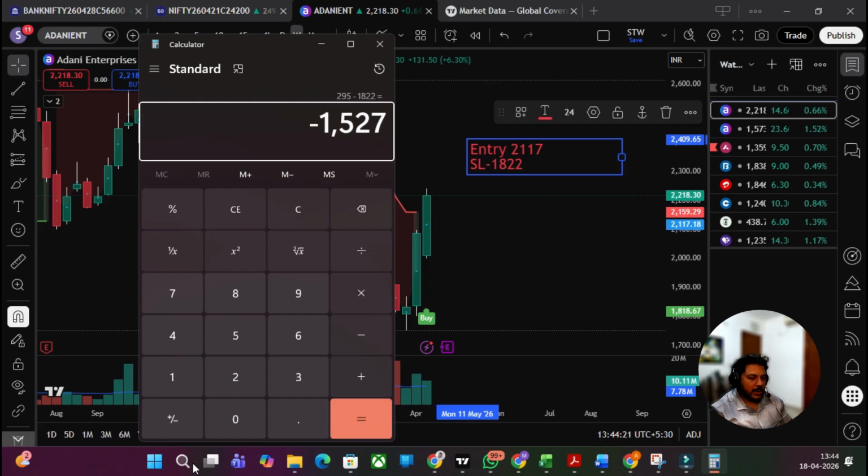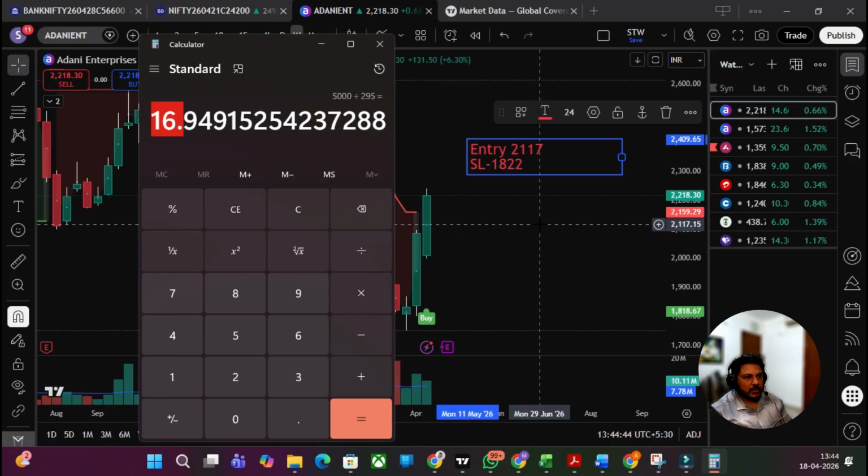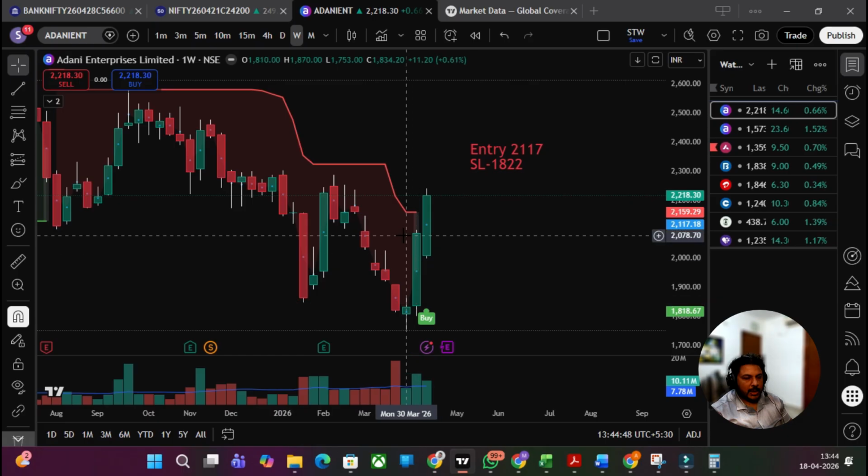So say my appetite for the risk, I have a capital of say 2 lakh rupees. I can risk about 5000 rupees per trade. So my 5000 divided by 295 stop loss is equal to 16. So how many quantity you need to buy is 16 quantity. 16 shares of Adani Enterprise if you buy, and if you go wrong completely, no problem.